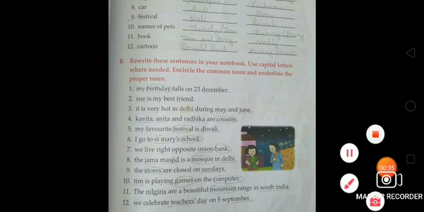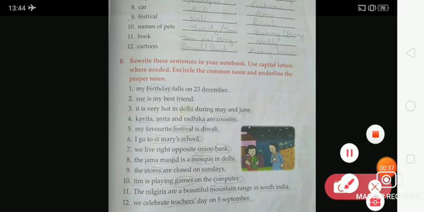Students, today we are going to revise exercise B of chapter number 4, which is to rewrite the sentences in your notebook, use capital letters where needed, encircle the common noun and underline the proper noun. So let's do this given exercise. First of all, the first sentence: my birthday falls on 23rd December.